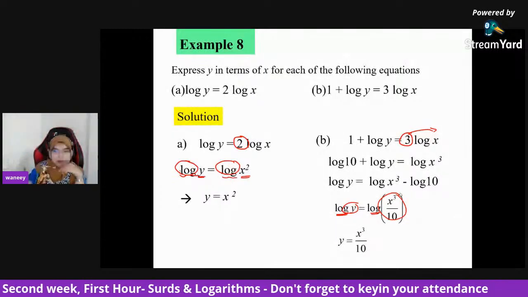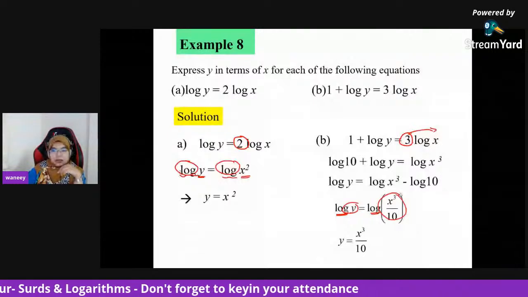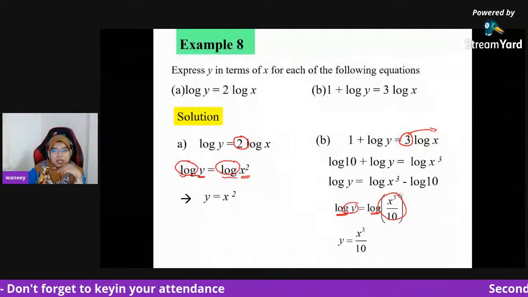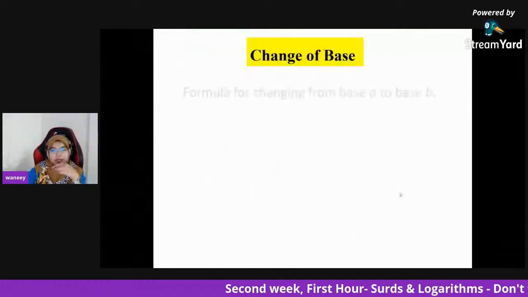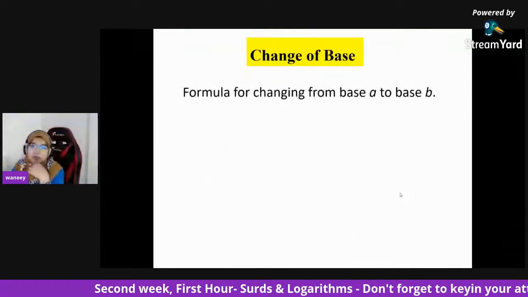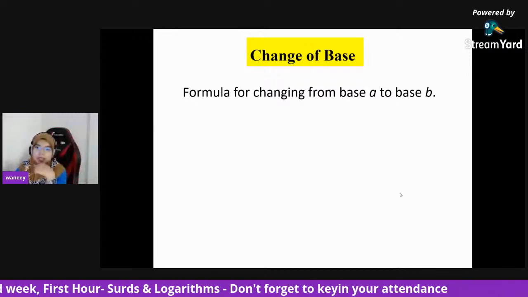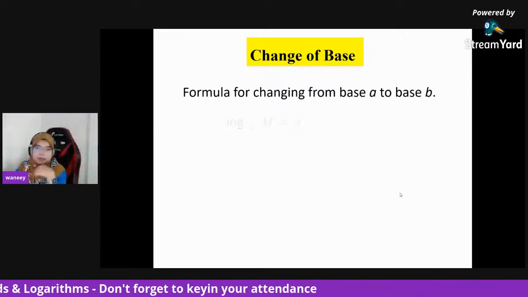Okay, so done with this. Now let's go to the next one. Change of base. This is the formula for changing from base A to base 10.